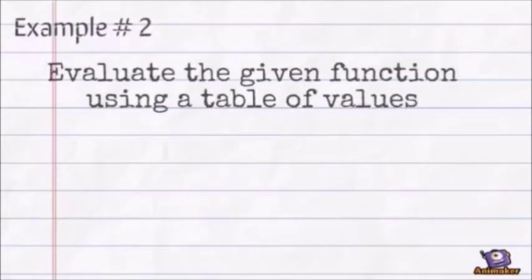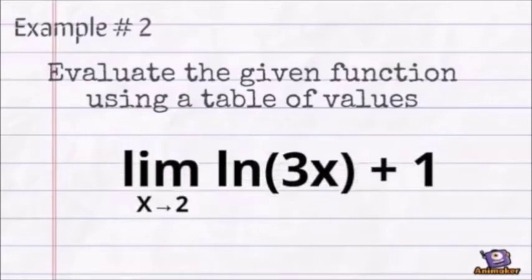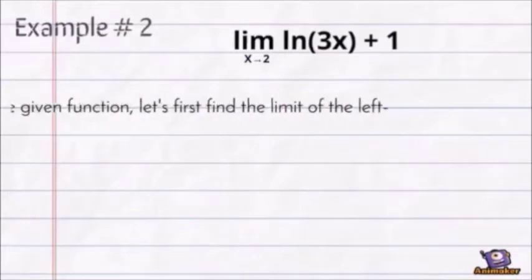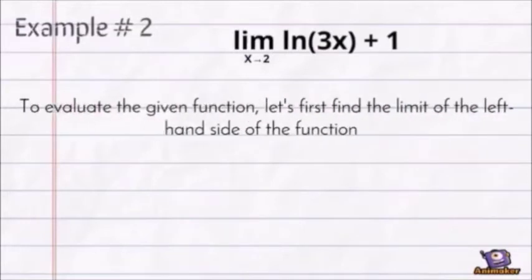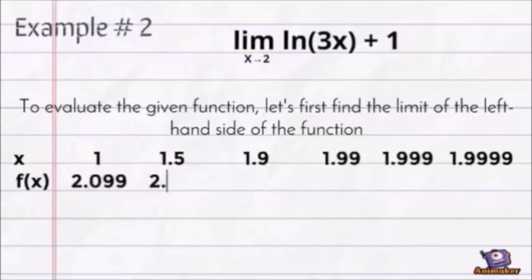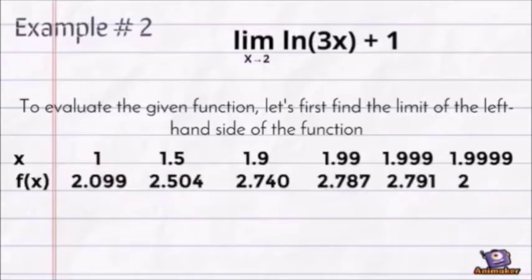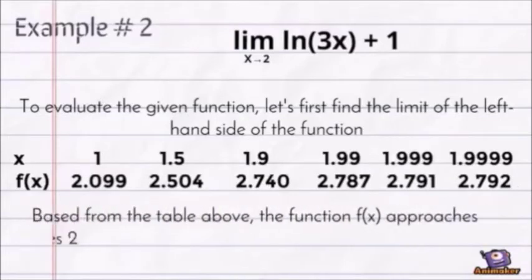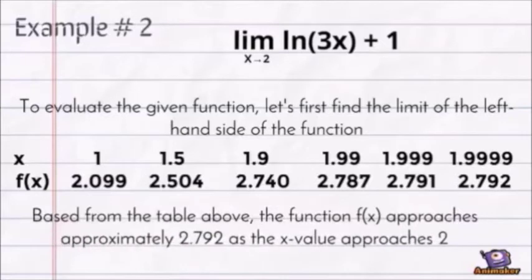Evaluate the given function using a table of values. The limit of ln 3x plus 1 as x approaches 2. To evaluate the given function, let's first find the limit of the left-hand side of the function. Based from the table, the function f of x approaches approximately 2.792 as the x value approaches 2.